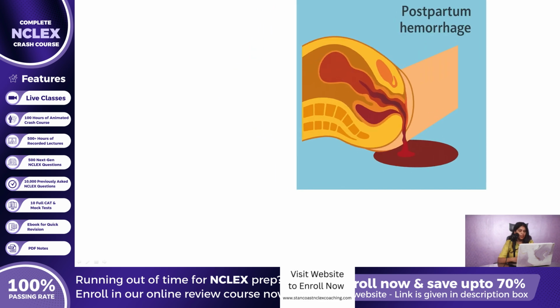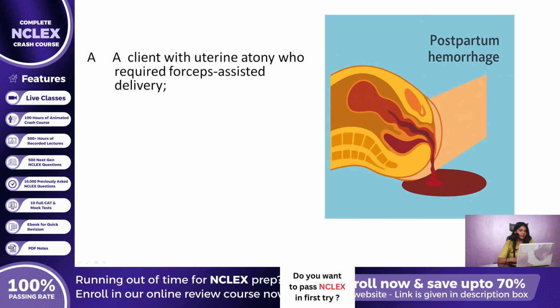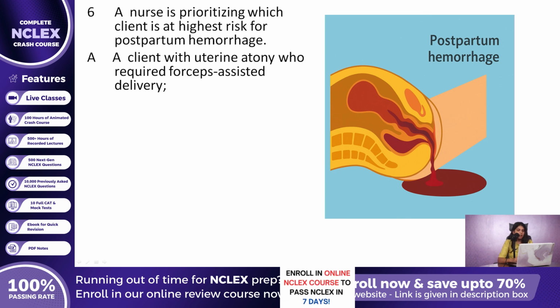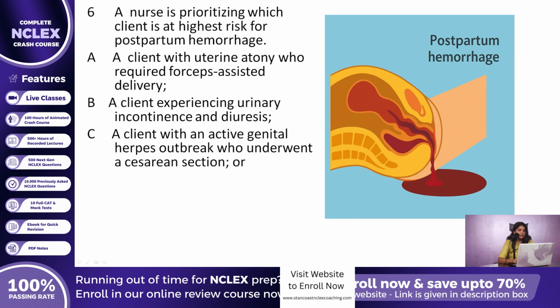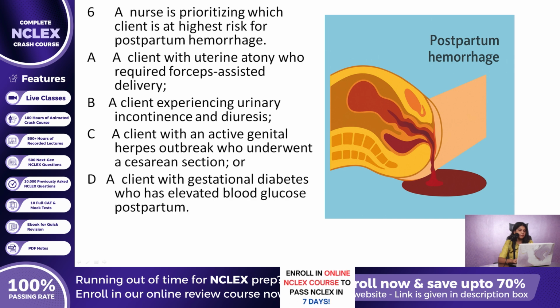Question 6. Turning to postpartum care, a nurse is prioritizing which client is at highest risk for postpartum hemorrhage. The options are A. A client with uterine atony who required forceps-assisted delivery, B. A client experiencing urinary incontinence and diuresis, C. A client with an active genital herpes outbreak who underwent a cesarean section, or D. A client with gestational diabetes who has elevated blood glucose postpartum. The correct answer is A.